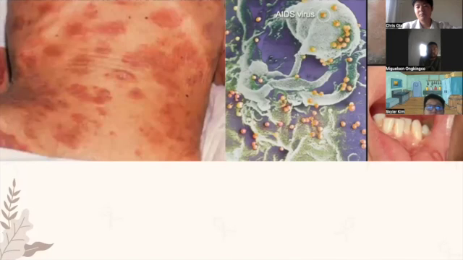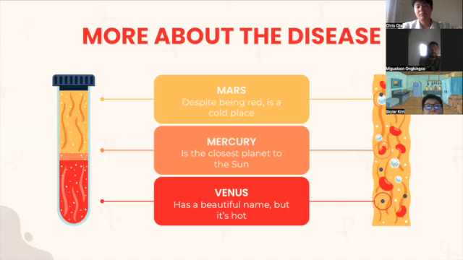On the top left, you'll see the spots I talked about with the late HIV symptoms. In the middle is just a regular picture of the AIDS virus. The top right is the swollen lymph nodes, and the mouth ulcers are on the bottom right. And then next slide.